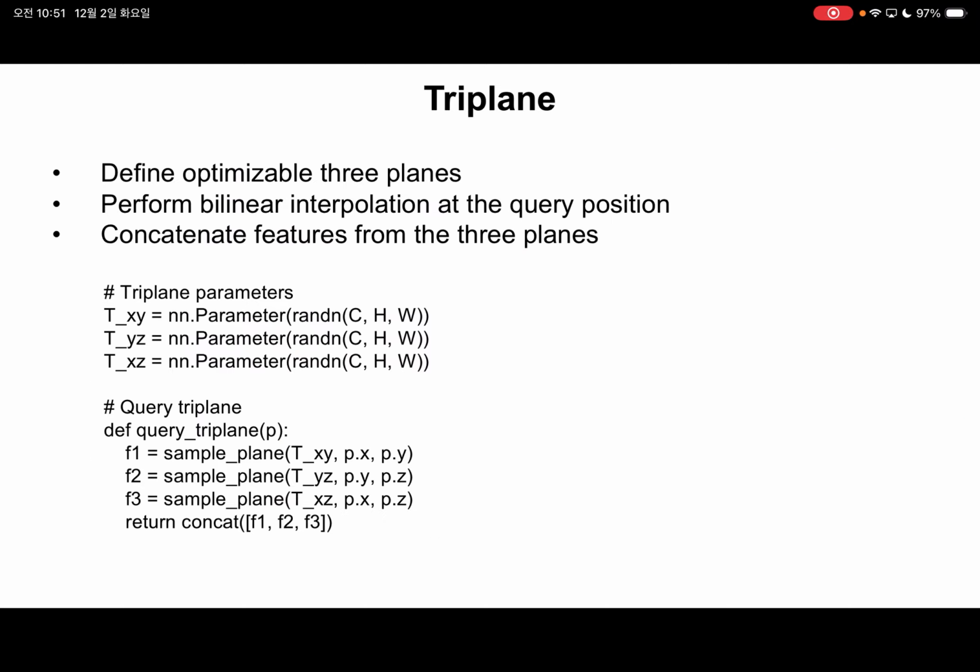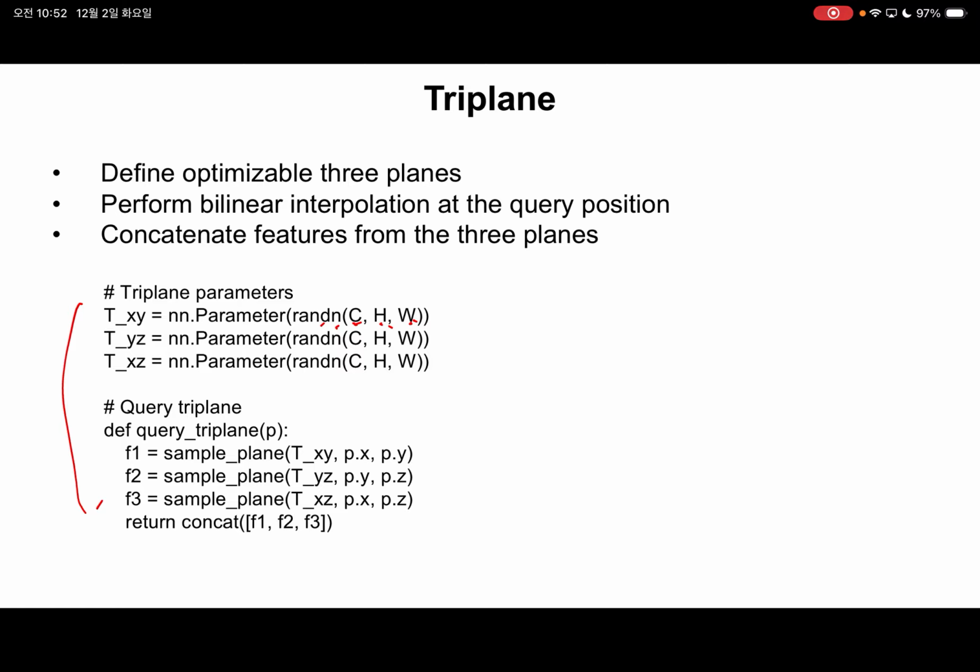I guess seeing code is much more straightforward. This is pseudocode of triplane. So randn is just making some random tensor whose shape is channel, height, and width. So that is just a plane, right? Just like an image, we have this kind of plane.